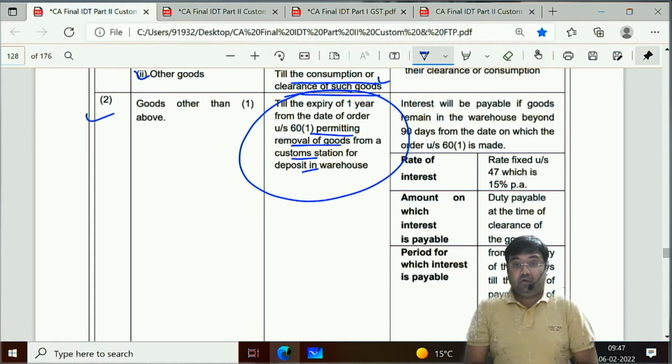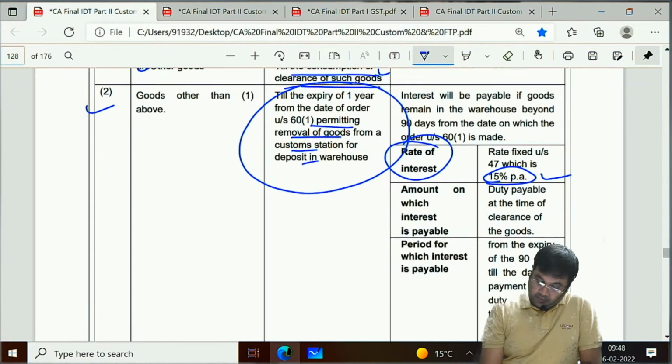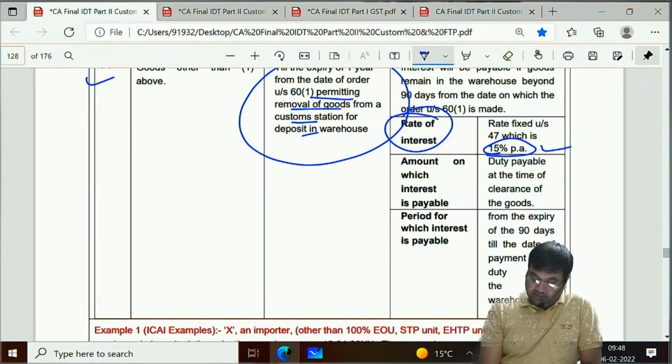Now interest is going to be payable by such person, the other importer. Up to 90 days, the rate of interest is basically fixed, 15% per annum. Amount on which interest is payable: whatever duty he is supposed to pay. Let's say he is going for home consumption, then he is supposed to pay the duty.